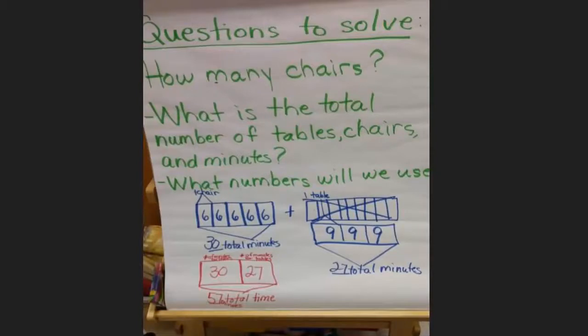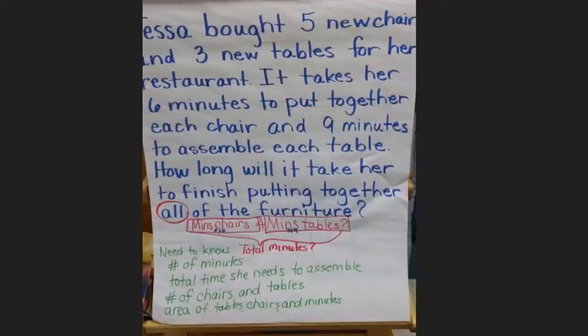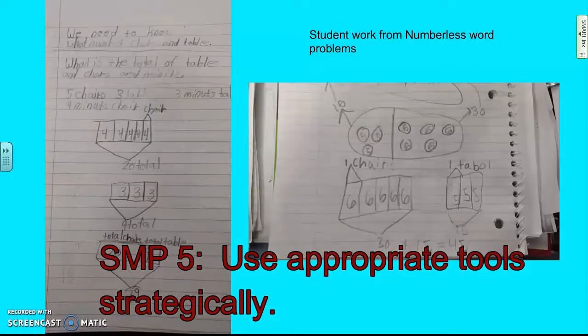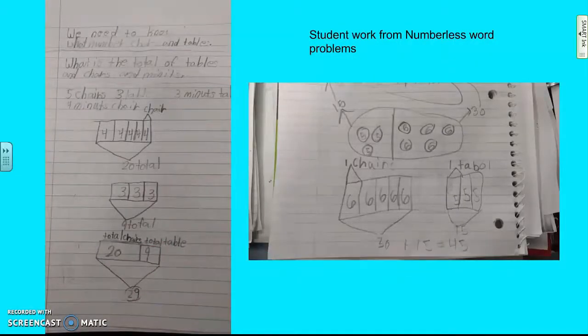After that discussion, students chose their own numbers to manipulate in the word problem and then solved for their unique word problems. Students then used the think, pair, share strategy to discuss their own problems. Later, I revealed the numbers and the questions. Here are just two examples of the students' math journals with their unique numbers.